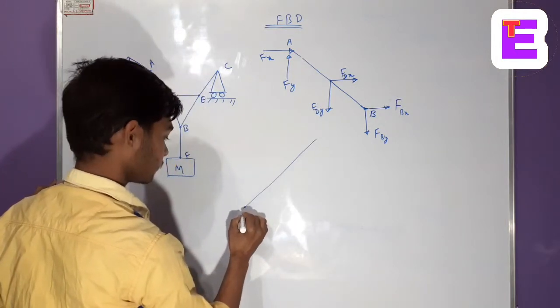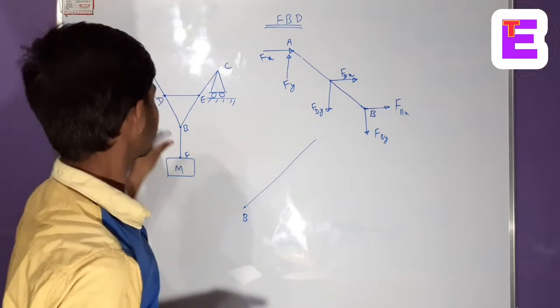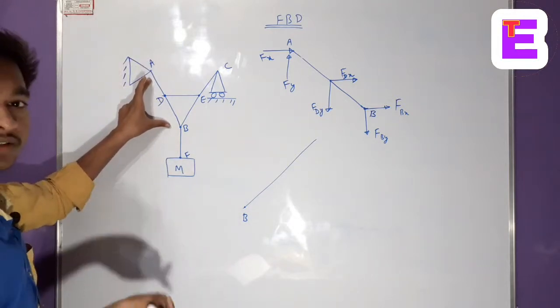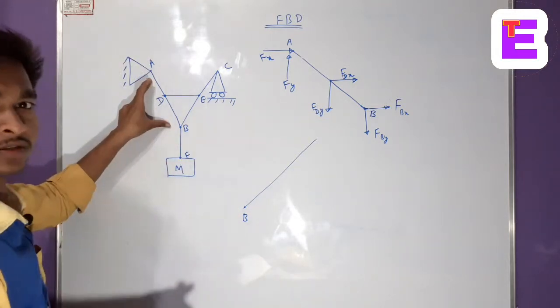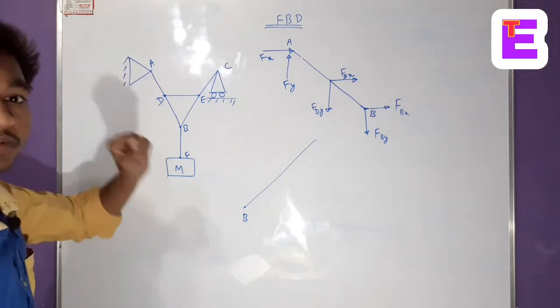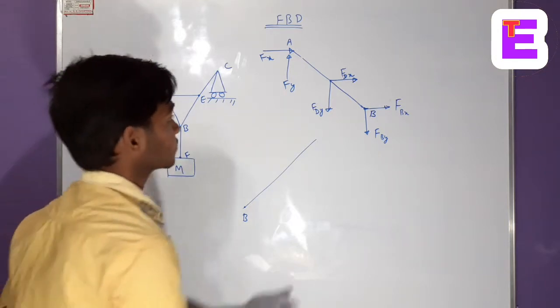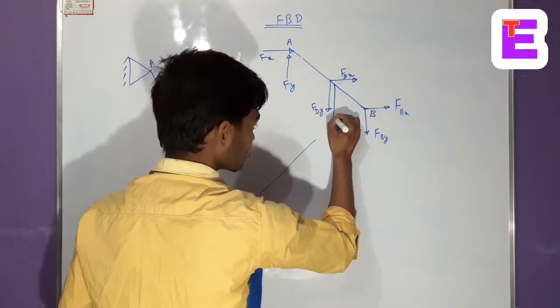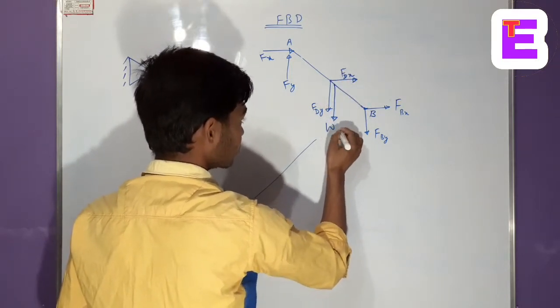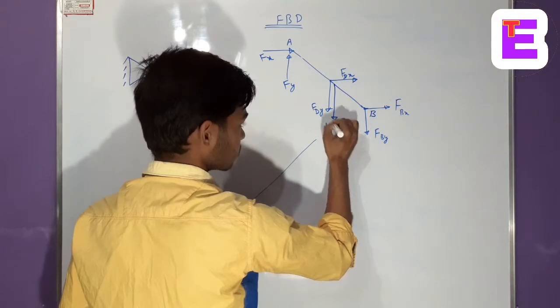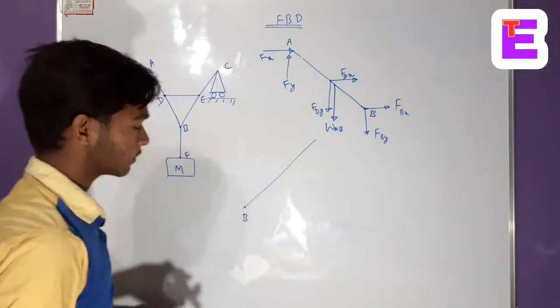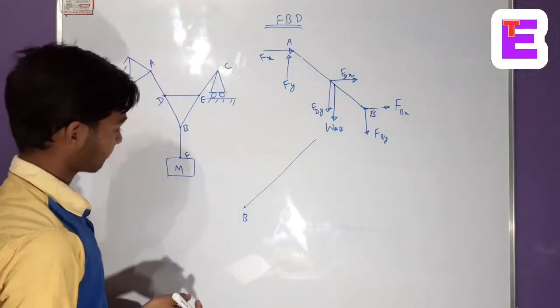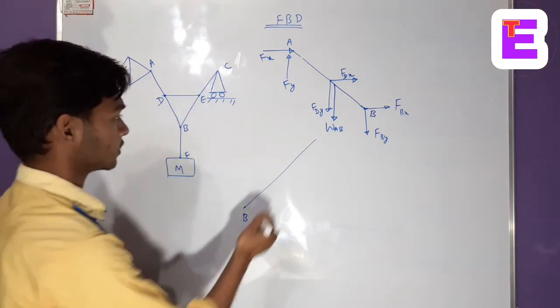This is C, and it will also experience some force in the downward direction due to its weight, and that will be at the center of gravity. Say this is the center of gravity, and it will experience some force in the downward direction, that will be the weight of AB. Okay, you have to keep this in mind. Now I am drawing for BC.